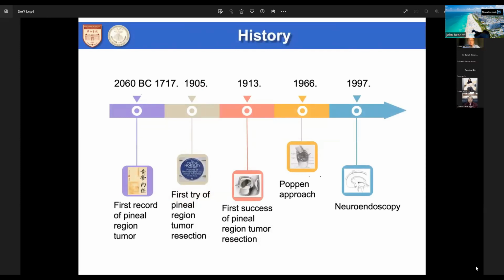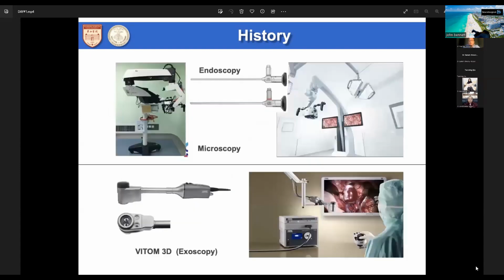This is the history of pineal region tumor surgery. In 1913, the first success of pineal region tumor resection via the cross approach was reported. With the advance of microscopy, the Poppen approach became popular since 1966. And in 1997, neuroendoscopy was introduced to pineal region tumor resection. For us neurosurgeons, we can use the microscope, the endoscope, and right now we also have the exoscope.